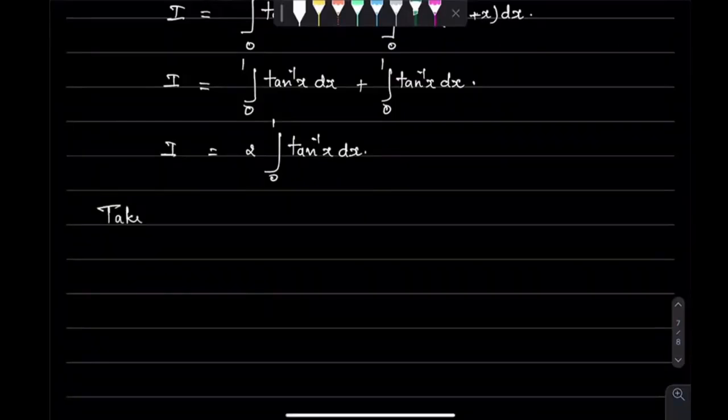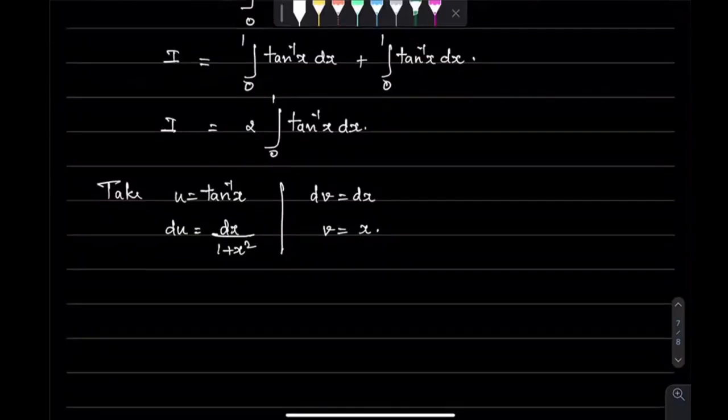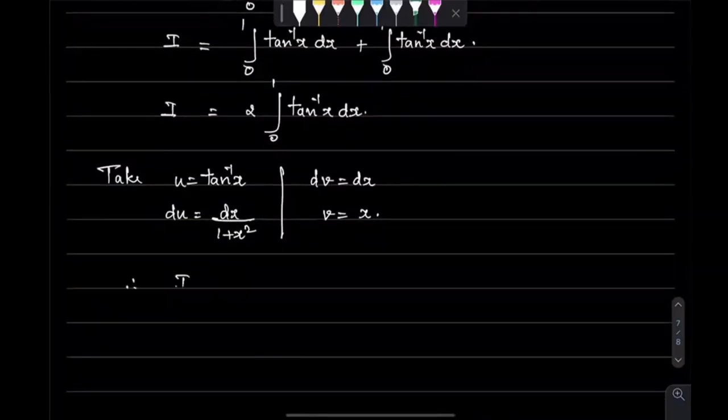Yeah, so take, according to the ILATE property, my u will become tan inverse of x. So what is your du then? 1 by 1 plus x square. What is derivative of tan inverse of x, children? 1 by 1 plus x square. What is your dv? dv is your dx. So what is your v? Will become your x finally. So once this is over, therefore your I becomes 2 times of, what is this of the form integral u dv. So what do you get? What is integral u dv? uv minus integral v du, right?